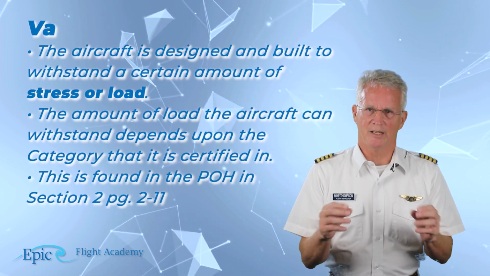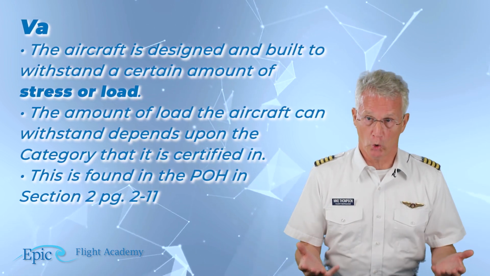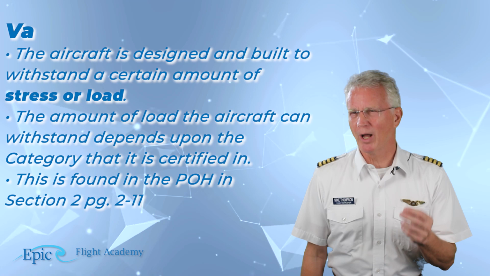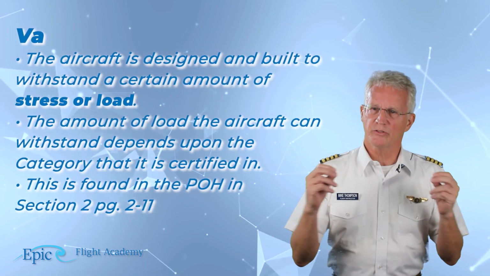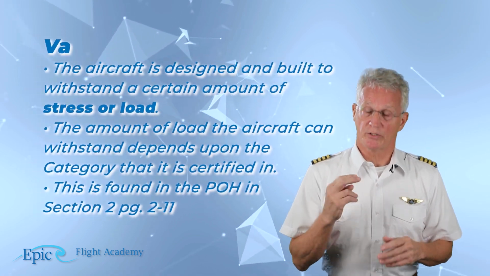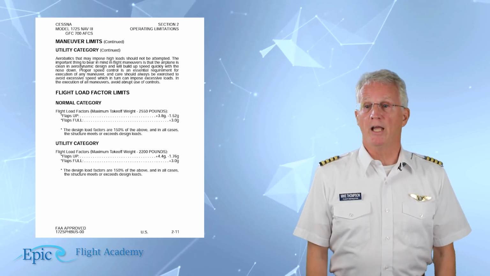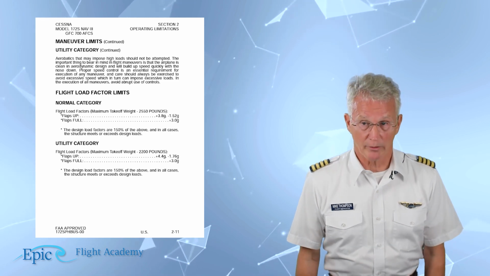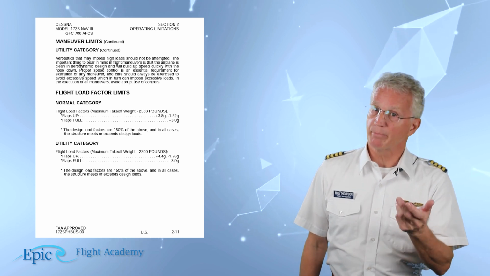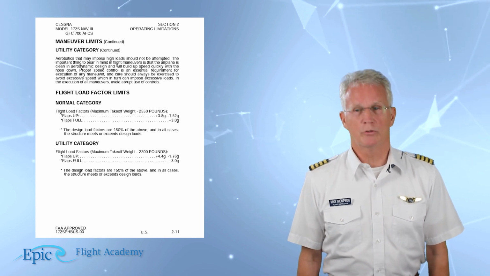The aircraft is designed and built to withstand a certain amount of stress or load. The amount of load the aircraft can withstand depends upon the category that it is certified in. Now, this is found in the POH in Section 2, page 2-11. If the aircraft was designed and built to meet the requirements of the normal category, it will withstand a positive 3.8 Gs with flaps up and a negative 1.52 Gs with no damage to its structure.